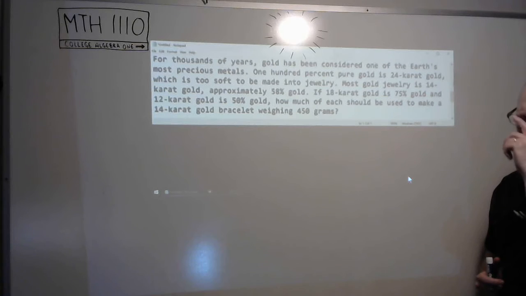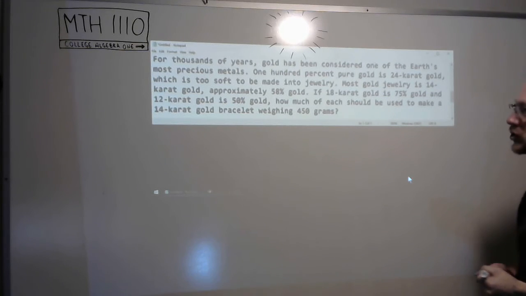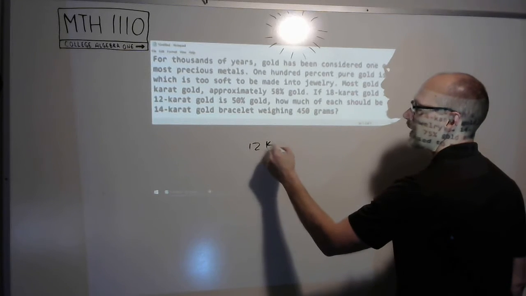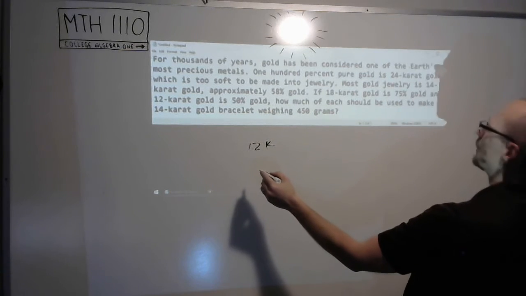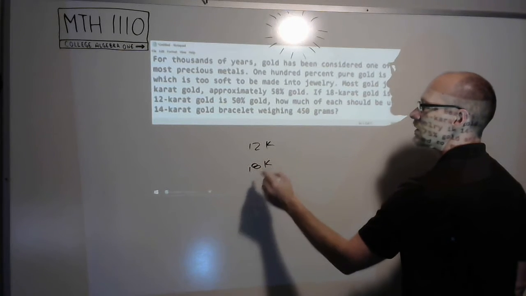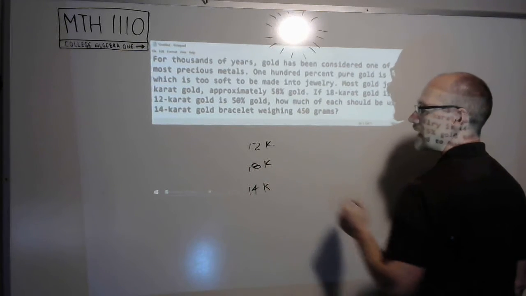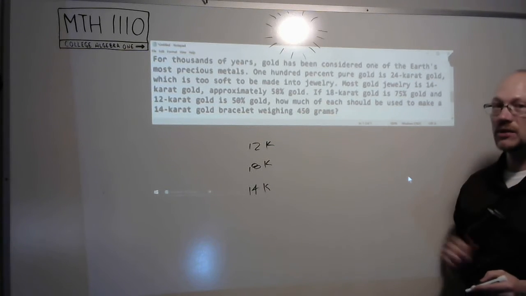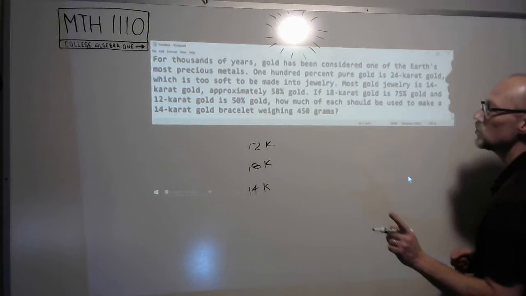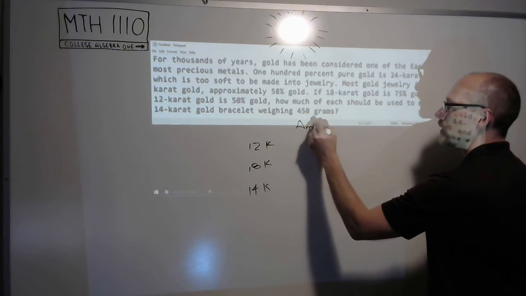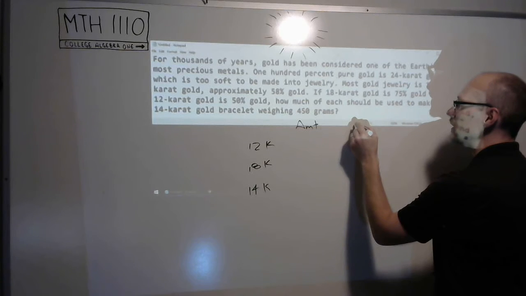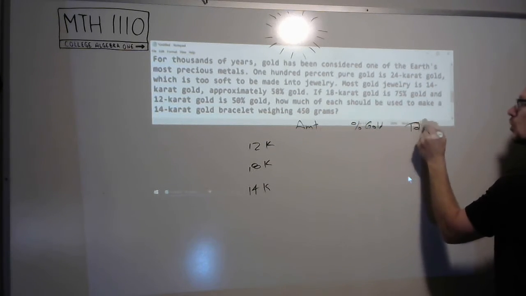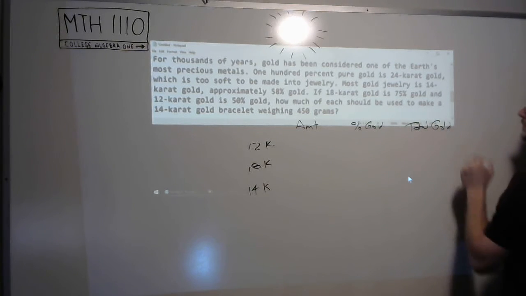Okay, so this is called a mixture question, and it's a little bit tricky. We've got the 12 karat, the 18 karat, and the 14 karat. Those are the two metals we have to mix together to make this one right here. We don't know, and this is the amount. This is the percent gold, total gold.